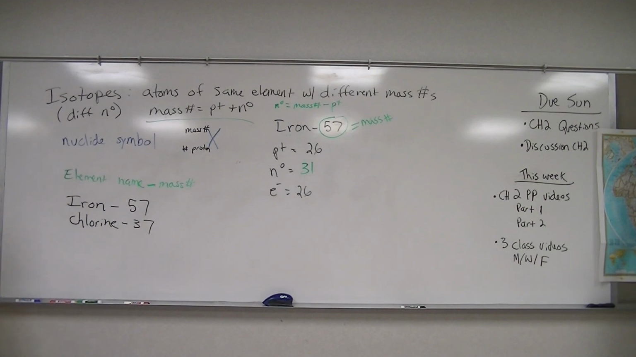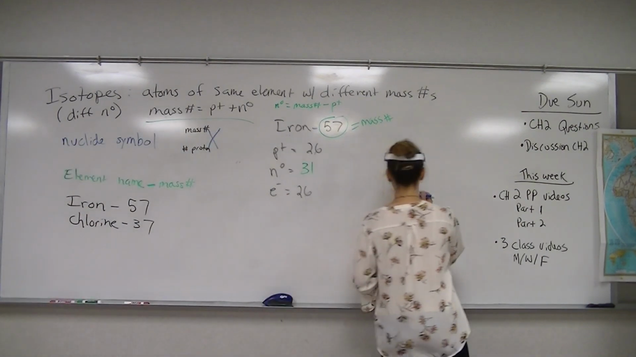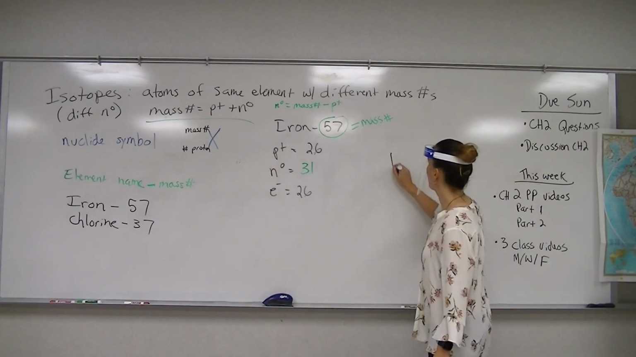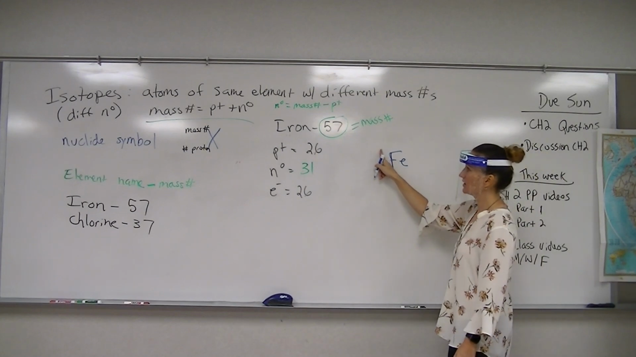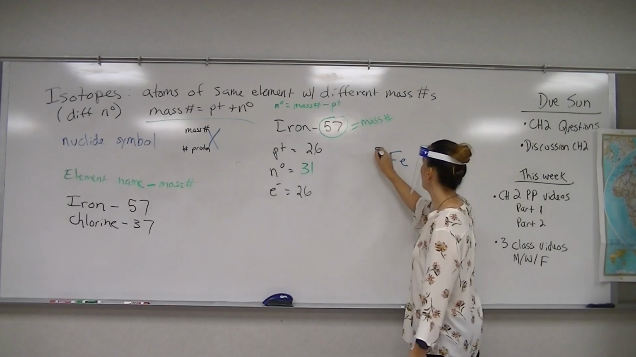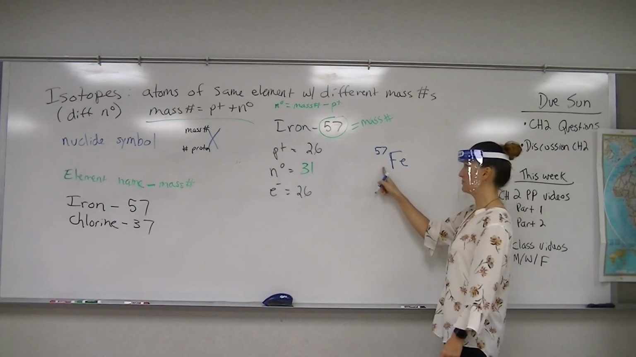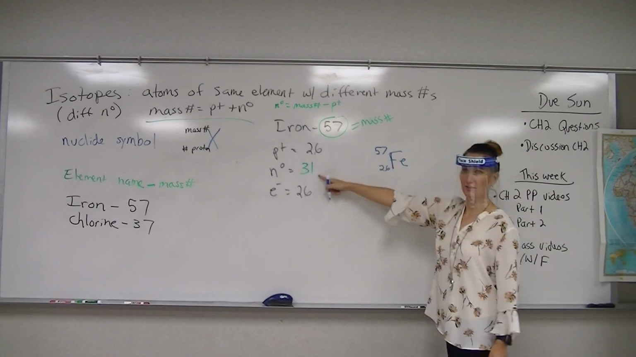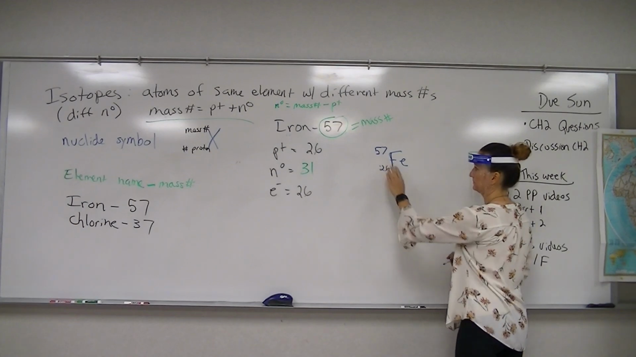Everything's recorded now. All right, so we're not done because I said we're going to put it as a nuclide symbol. So how does that look? Well, what's the symbol for iron? Fe. What's going to go up here in the upper left? Mass number, so 57. And then you don't have to put the number of protons here. This can be omitted. But if you want to include it, make sure you're putting the protons, not the neutrons there. But if it's not there, that's still correct.